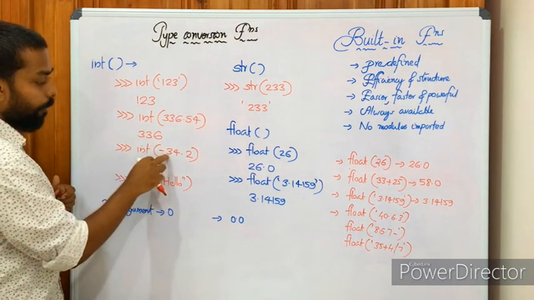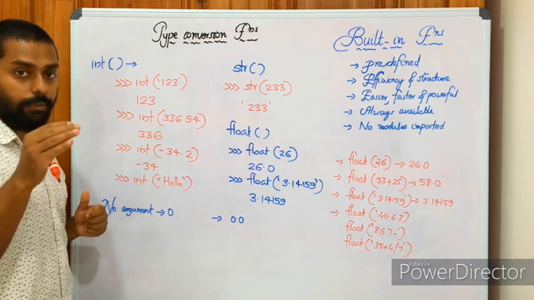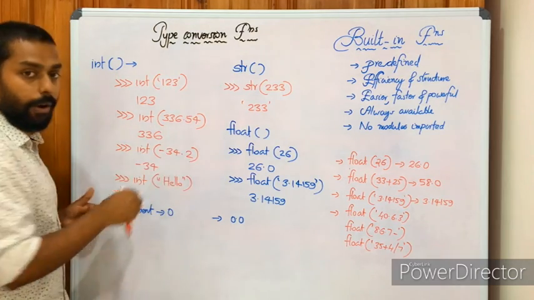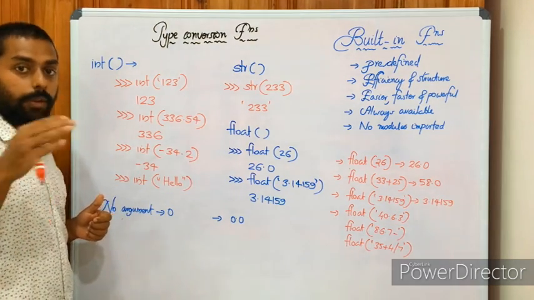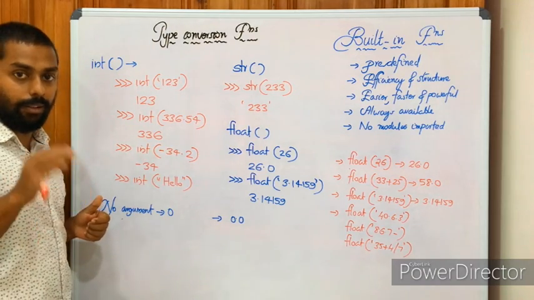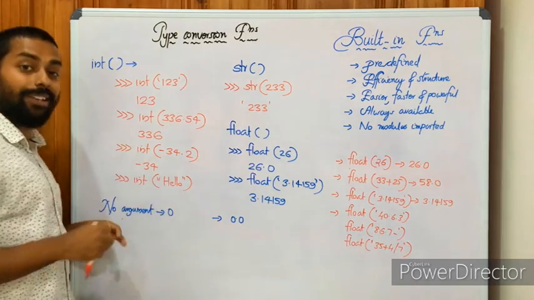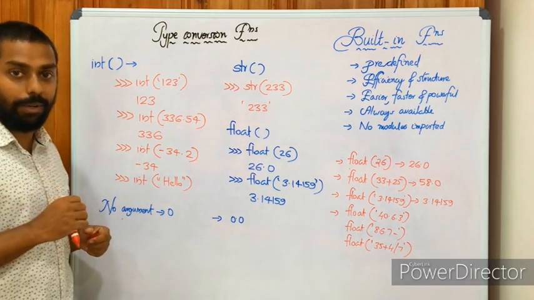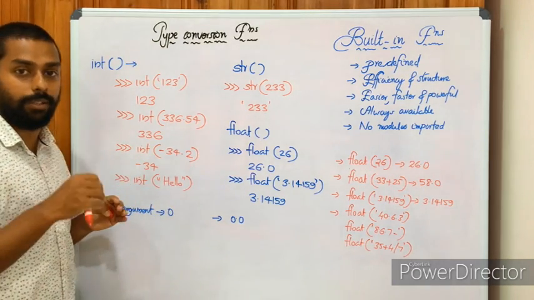Then we have int of minus 34.2. It's also a floating point number, a negative number. It will be converted to minus 34. That is, the decimal part will be chopped off, deleted, eliminated, removed. Then int of "hello". Here we are passing a string. What happens? It's an error because the int function cannot convert this string to integer type.